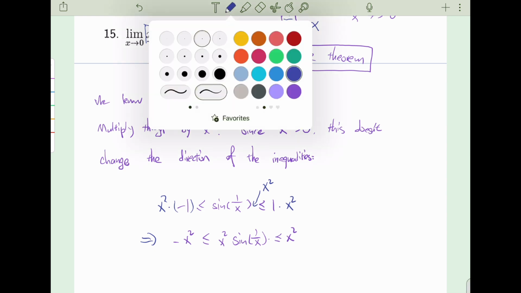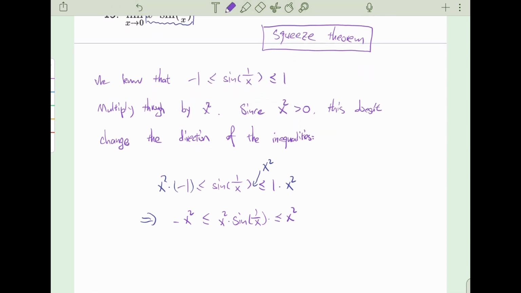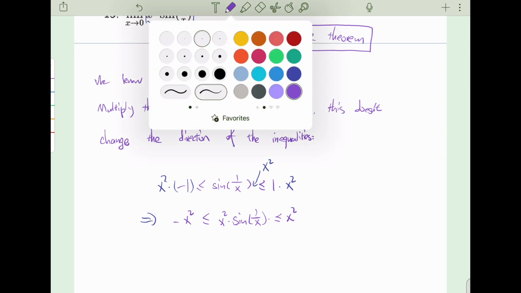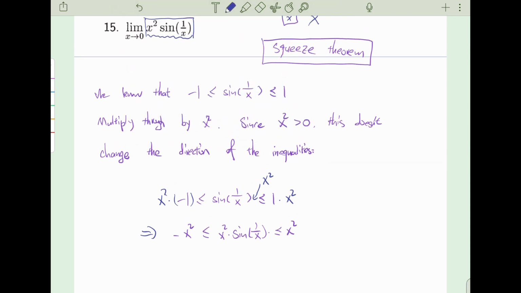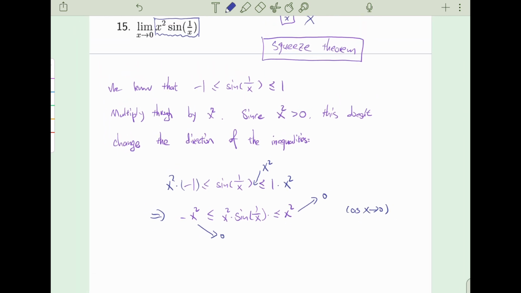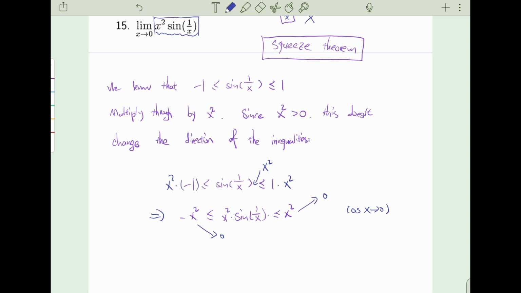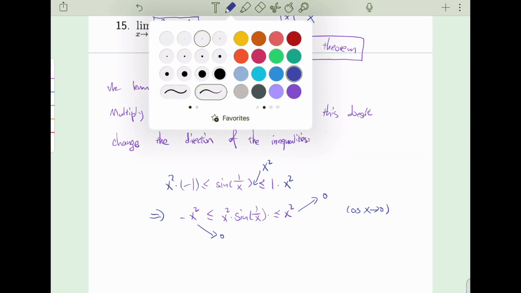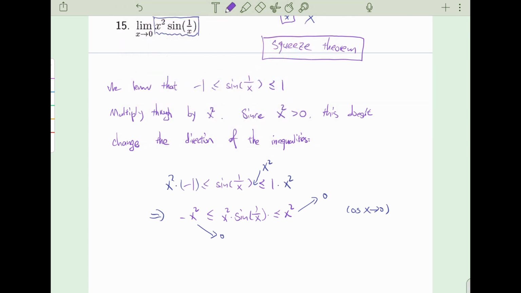And these two bounds have the same limit. As x approaches 0, this guy goes to 0, and this guy also goes to 0. So these two bounds are like two pieces of bread. They are going to squeeze the thing that is in between to create a sandwich. So this squeeze theorem is also called the sandwich theorem.